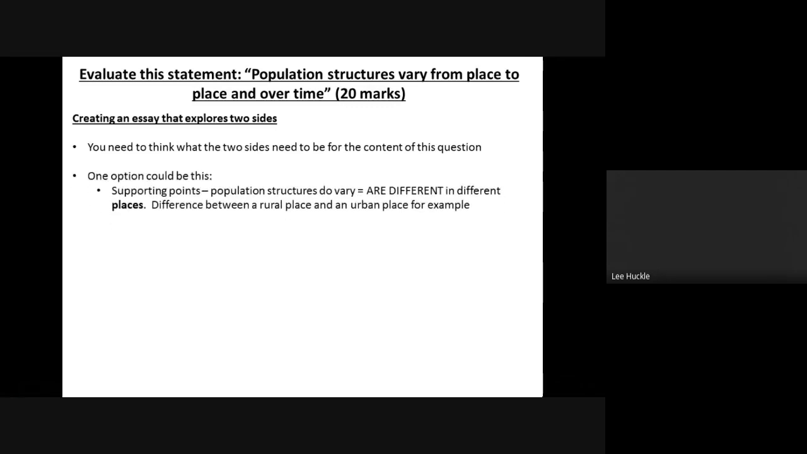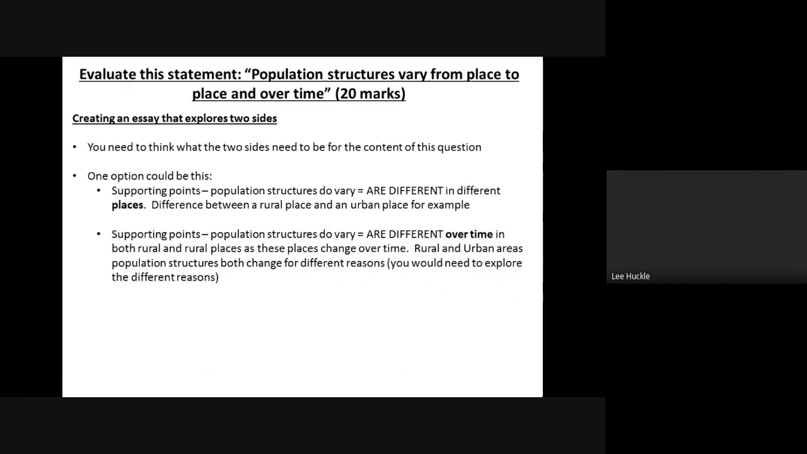One option could be this. So, you need supporting points. When you're looking at your supporting points, you're thinking about how population structures do actually vary. Basically, they are different in different places. Now, I've bolded the word places because place appears in the question. So what you're technically doing here is looking at the difference between a rural place and an urban place, for example.